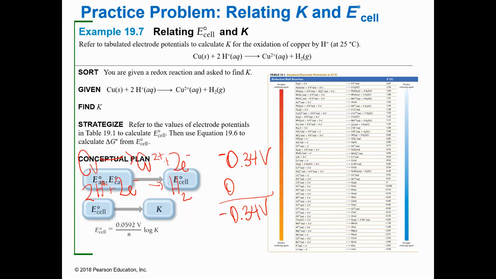If it were me, I would go through delta G, but they do give you this equation. So we can go ahead and use 0.0592 times our voltage divided by n, which is 2. Sorry, this is 0.0592 volts, that's it. So our E cell, negative 0.34, is equal to 0.0592 over 2 electrons times log K.